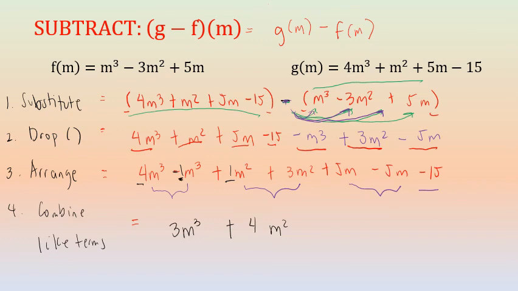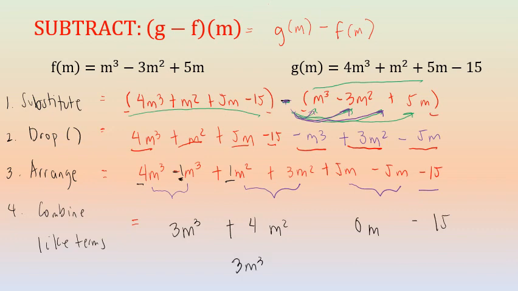This one, positive 5m. Sige, copy muna natin yung ating base. Exponent is 1. So, positive 5 minus 5, 0. Then we have our constant, negative 15. Now, let's have our final answer.